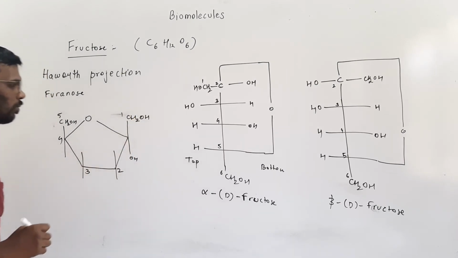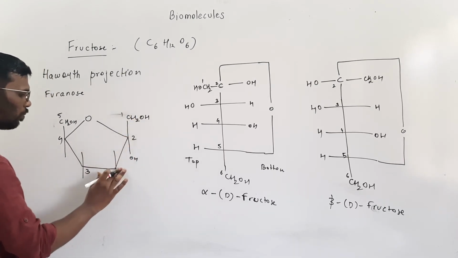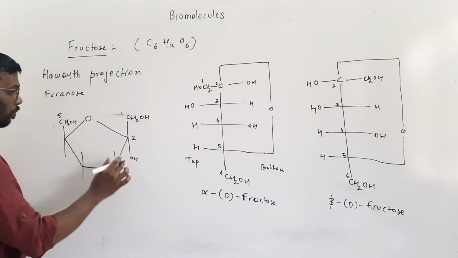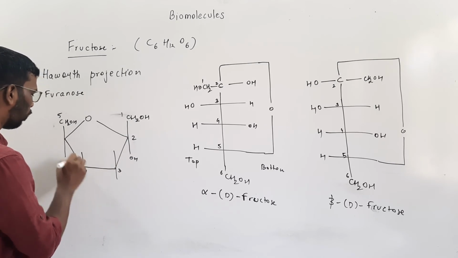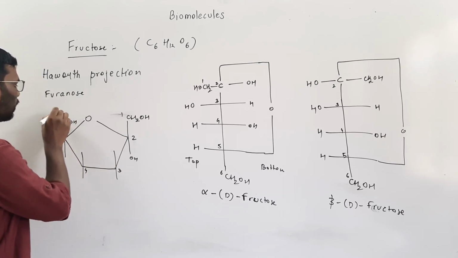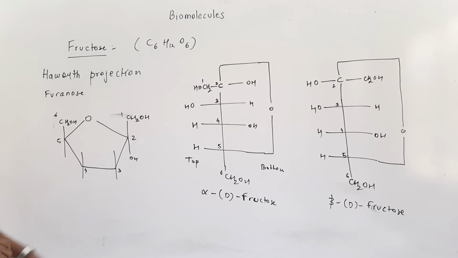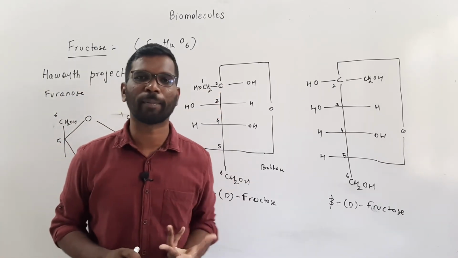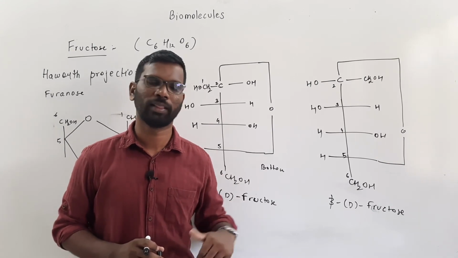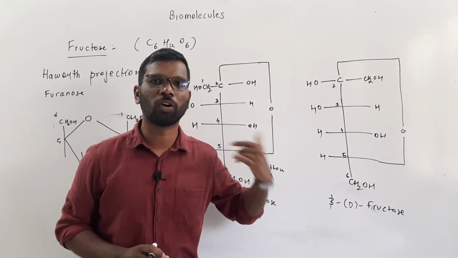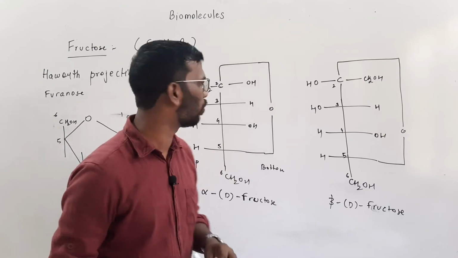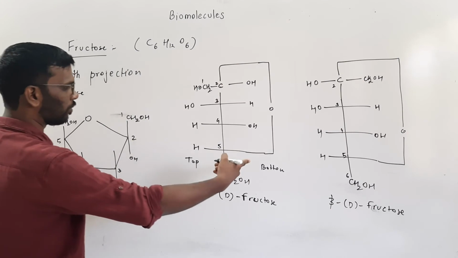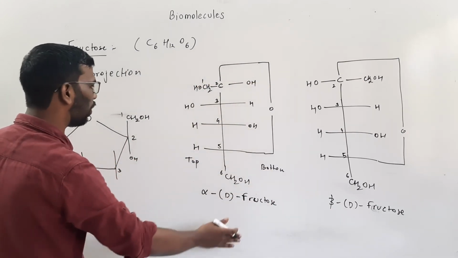This is 1, right? Then this is 2, this is 3, 4, 5, and this is 6. It is a 6 carbon system, no? So on carbon 2, there is a change in configuration. In the case of glucose, there is a change in configuration at carbon 1. Here it is carbon 2. So OH is at the bottom, meaning on the right side. Whatever is on the right side will be on the bottom.